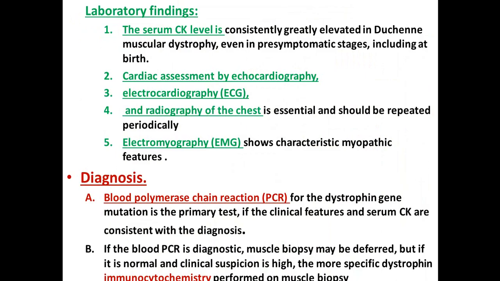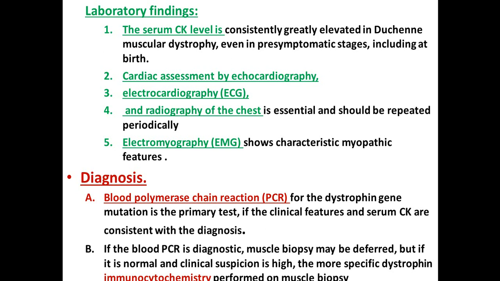So laboratory finding here, serum creatinine kinase level is increased in Duchenne muscular dystrophy even in the pre-symptomatic stage, even at birth. Cardiac assessment by echo is mandatory for evaluation of cardiomyopathy or cardiomegaly. ECG is important for conduction defect, and radiography of the chest is also important to detect the heart and the chest as well. EMG shows characteristic myopathic features.